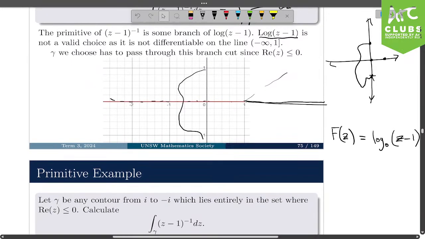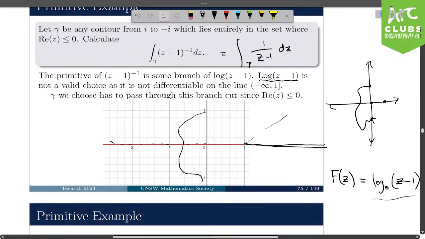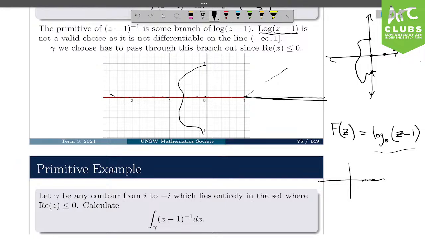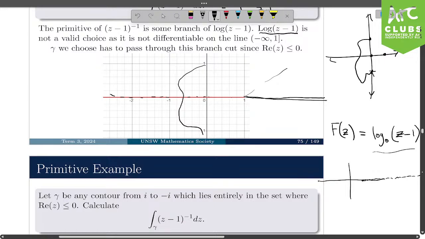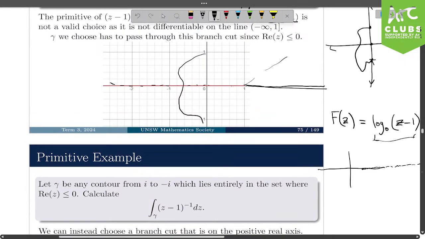And that means that the branch cut of our antiderivative will actually be along the ray where arg of z minus 1 is equal to 0, right? Which is this ray that extends to the right and doesn't intersect our path of integration. So if we use this as our antiderivative, we'll actually get the right answer.